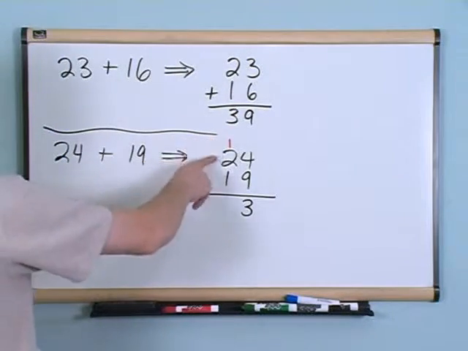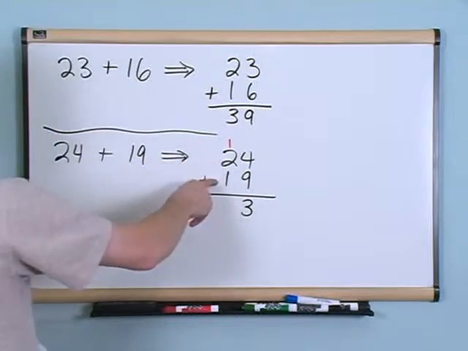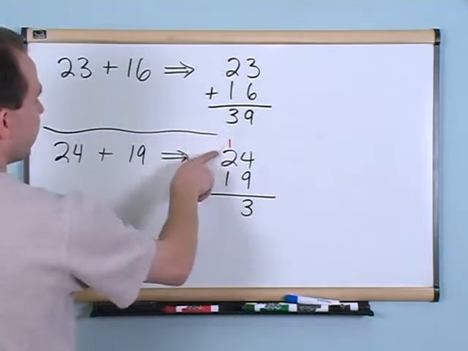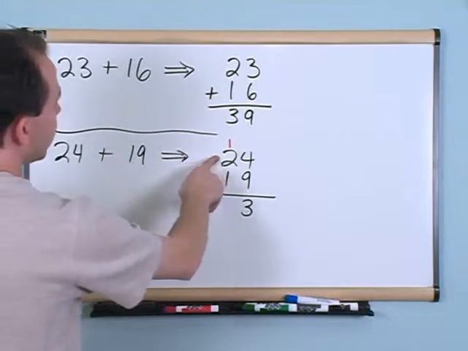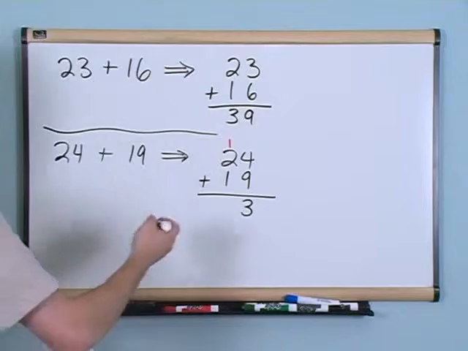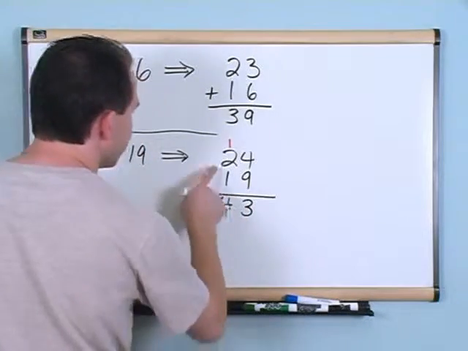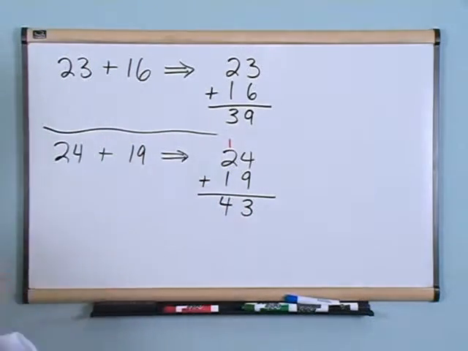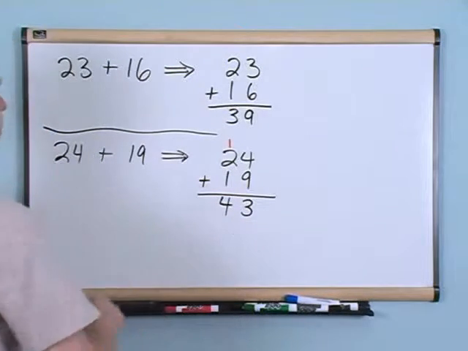Let's move over here. We've got 1 plus 2 plus 1. Okay? So 1 plus 2 is 3. 3 plus 1 is going to give me 4. So I'm going to put a 4 down here. 1 plus 2 plus 1 is going to give me 4. And you can do that on your fingers and figure that out. And so the answer is going to be 43. Okay?